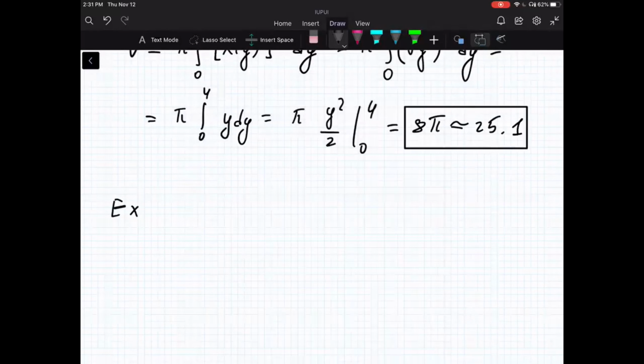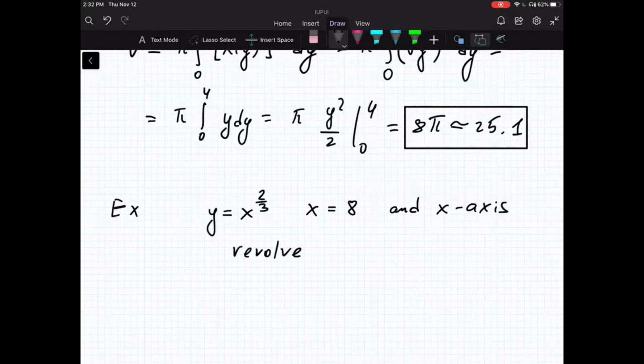And next, example number 4 shows that the washer method, when you have two functions, can also be done in case when your function is expressed in terms of y. Revolve the region bounded by the function y equals x to the power 2/3, x equals 8, and the x-axis. You revolve about the y-axis. So each time you should be careful what the corresponding axis is. Either you rotate around the y-axis or you rotate around the x-axis. That will give you different answers.